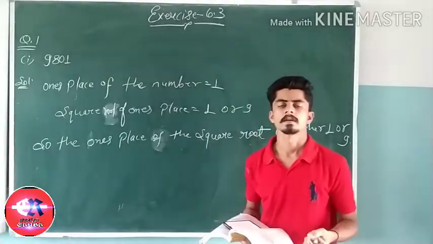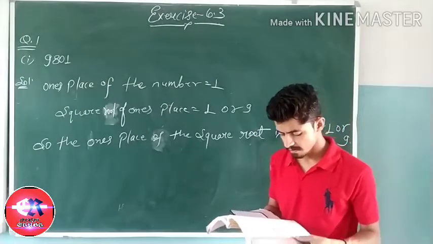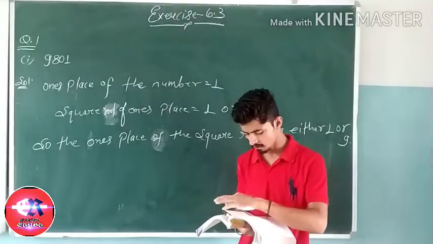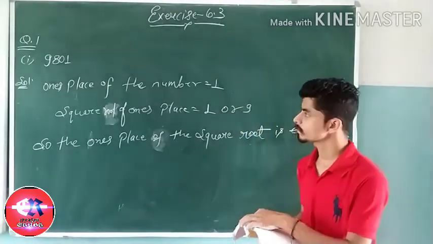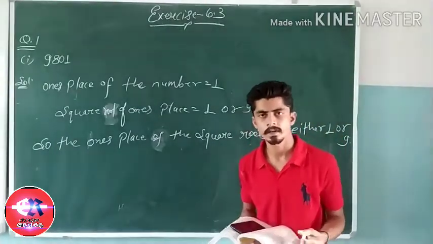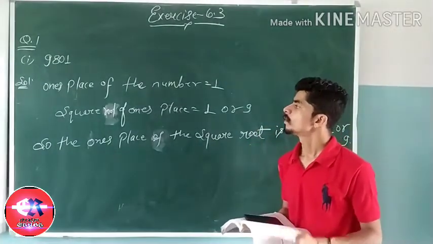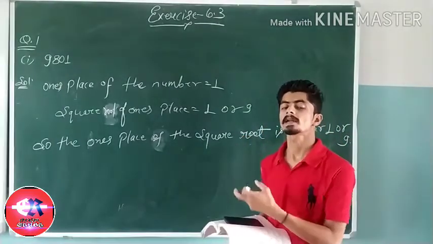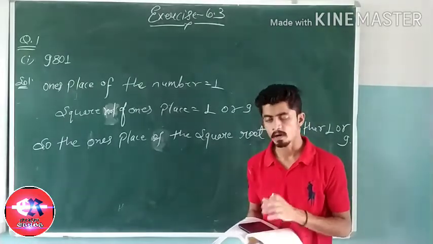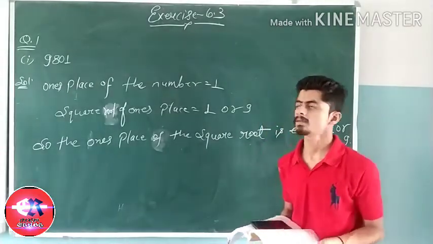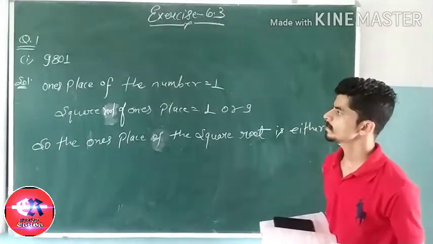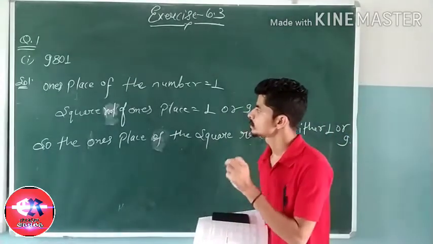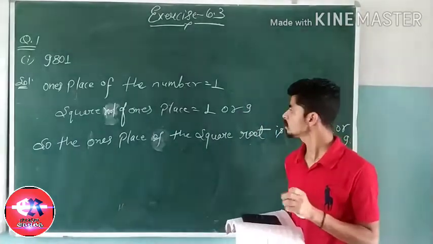The first question is of exercise 6.3. What could be the possible ones digit of the square root of each of the following numbers? So the first is 9801. Here we have to find the ones place after finding the square root of that particular number. That means what will be the ones place of the square root of that number. So here, as the solution, the ones place of the number is 1, and the ones place of the square root is equal to 1 or 9.